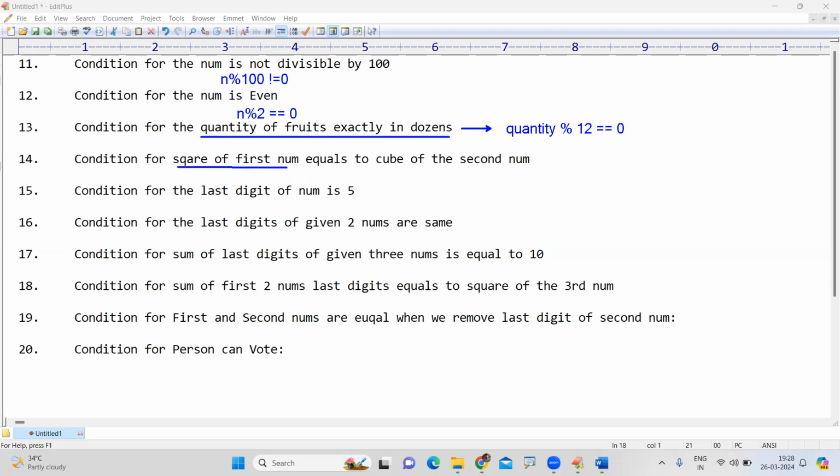Square of the first number equals cube of the second number. Square of the first number: a multiplied with a equals cube of b, b multiplied with b multiplied with b. Cube means what? It is b into b into b. That is a into a.